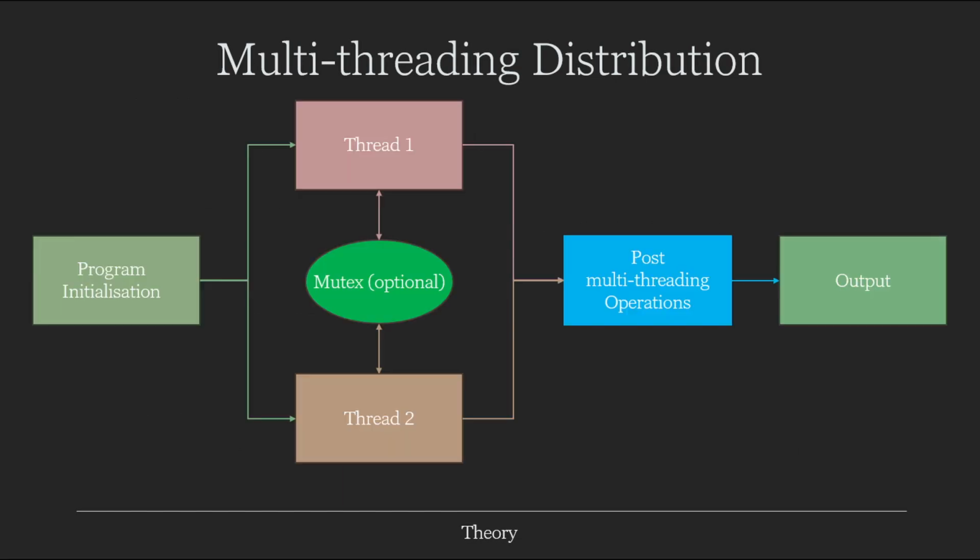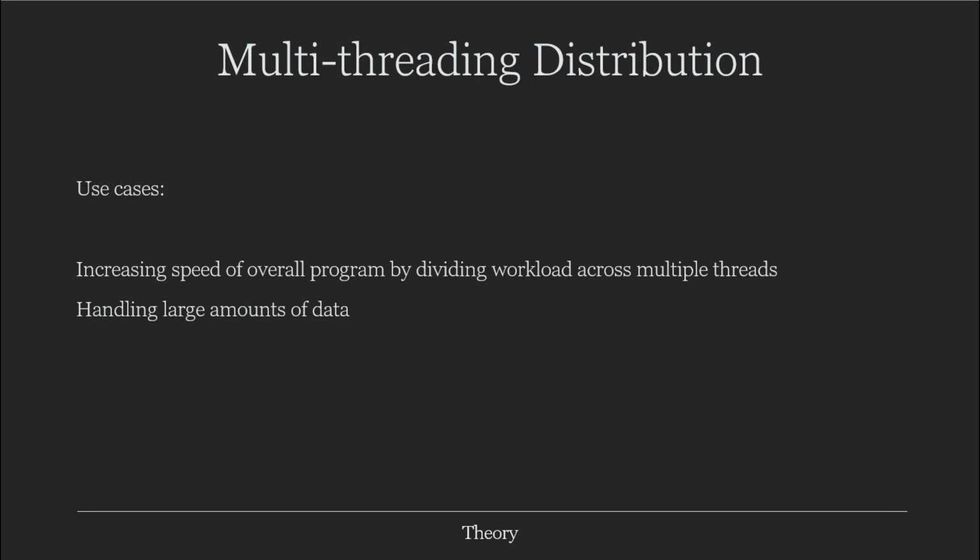hard to debug. This is a simple diagram explaining how multi-threading distribution can work. When a program initializes its functions, it splits the workload into two threads instead of one, with an optional mutex in case the two threads require resources that need to be shared. After both processes are completed, they move on to the post-multi-threading operations before outputting to the screen. Multi-threading distribution has many use cases in the industry. Increasing the overall speed of a program by dividing workload across multiple threads means that it can handle large amounts of data in a fraction of the time that a single process would.